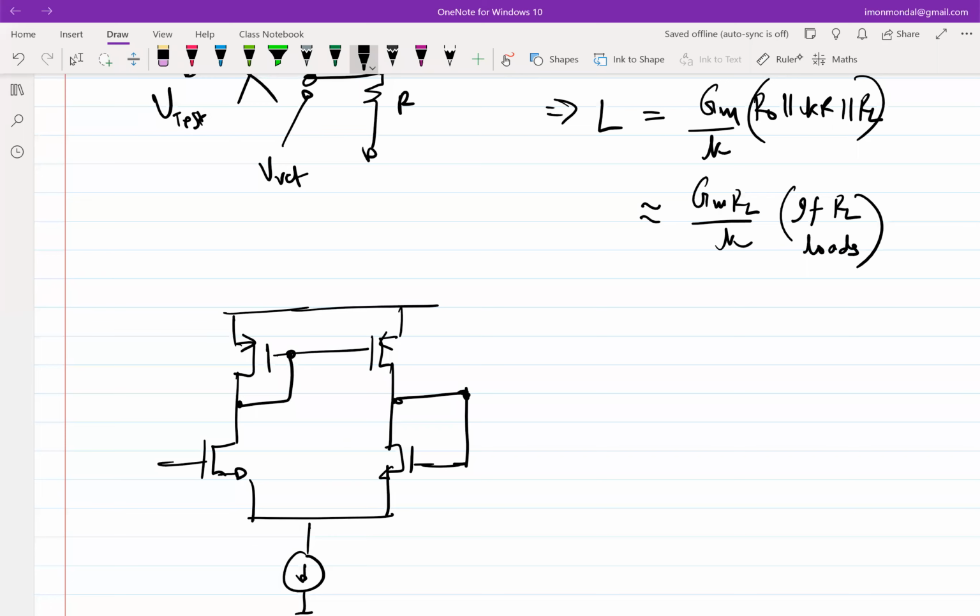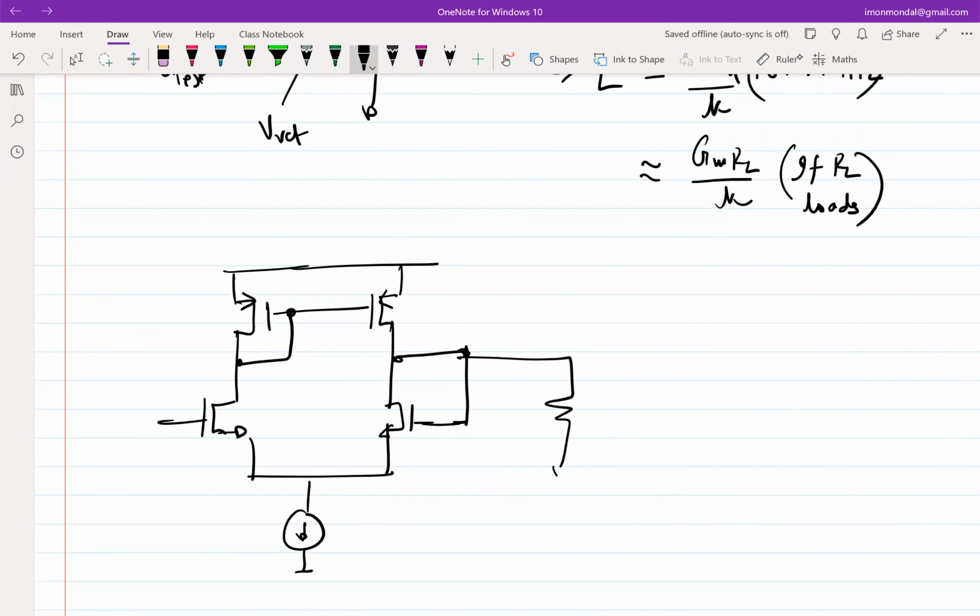And if you have RL connected here, then naturally you will see that this RL will directly load the differential amplifier. And in order to figure out how it is loading, if I have to figure out the loop gain looking at this circuit, what should I do? I have to break the feedback. And where is the feedback getting established?